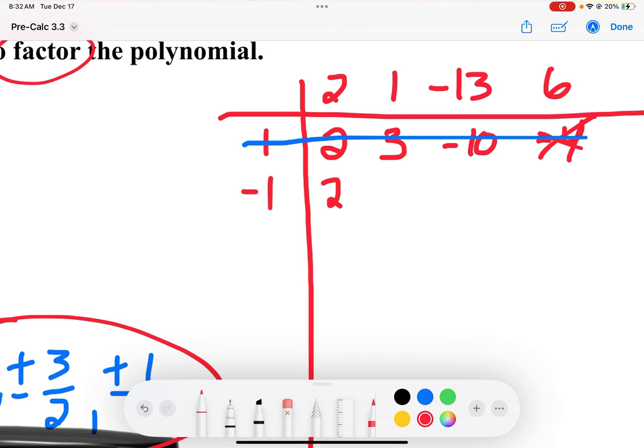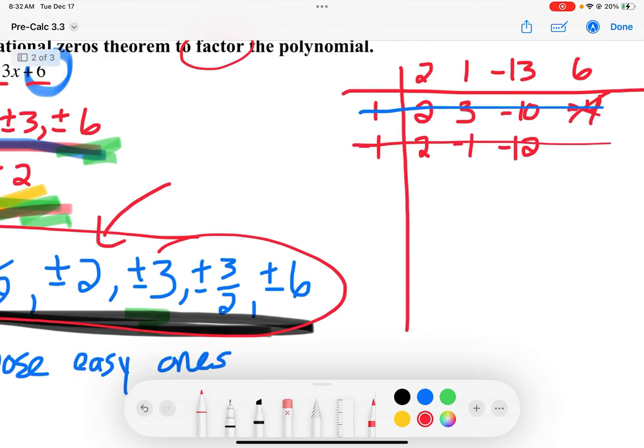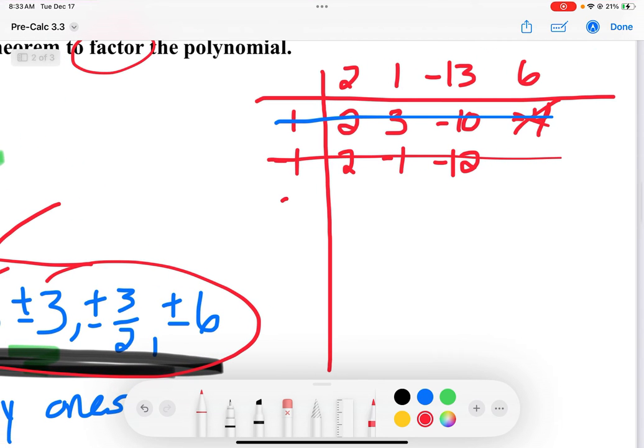So we bring down the 2. -1 times 2 is -2. -2 plus 1 is -1. -1 times -1 is 1. 1 plus -13 is -12. Okay, -1 times -12 is 12. We know when we add that to 6, it's not going to be 0, so we just cross it out. Now the next possible zeros, I'm not going to pick 1/2. I'm going to pick 2 or -2, because those are easier numbers.